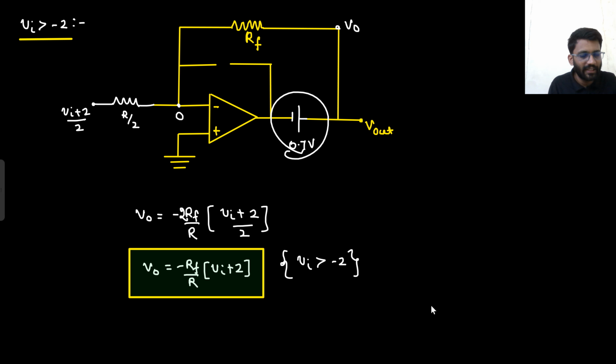This 0.7 volt is there, but that is of no use. Why is it of no use? Because this is V naught, this is your V in by 2. So 0 minus this potential divided by R by 2, 0 minus V naught divided by RF is equal to 0. So V naught will become minus RF by R by 2 into V in by 2 plus 2. So 2 and 2 will be cancelled, minus RF by R, V in plus 2. This is your output for V in greater than minus 2.